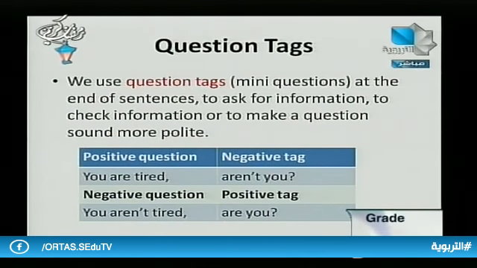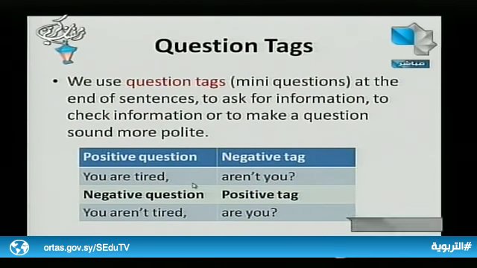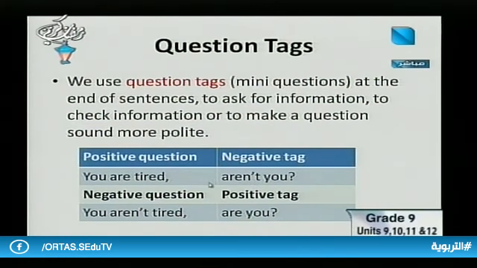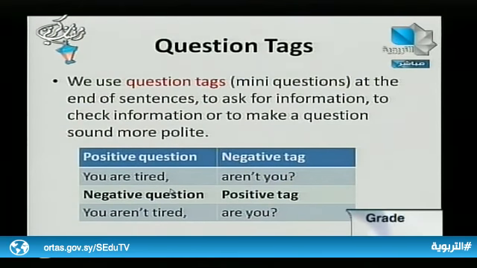Positive sentence, negative tag. When the sentence is positive, the tag is going to be negative. Example: you are tired, aren't you? We change the places between the subject and the auxiliary verb, and we make the auxiliary verb negative. You can speak English, can't you? Any question tag consists of 2 words: the auxiliary verb and the pronoun, which refers to the subject of the sentence.